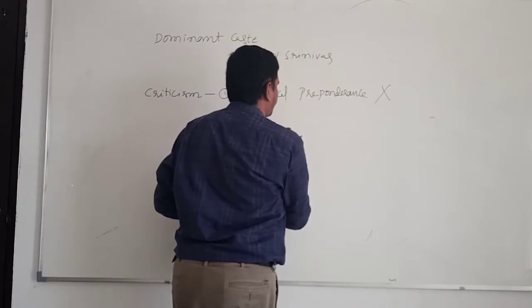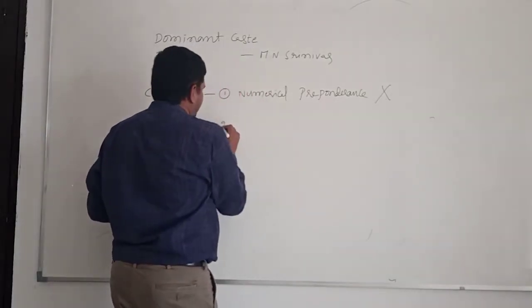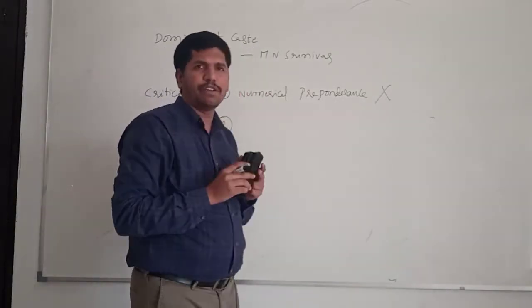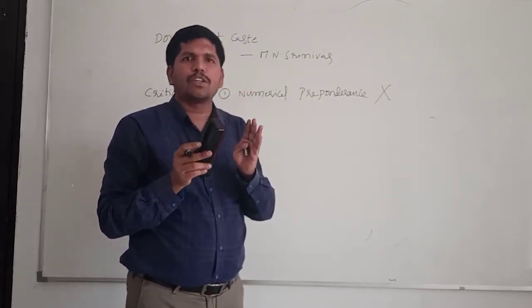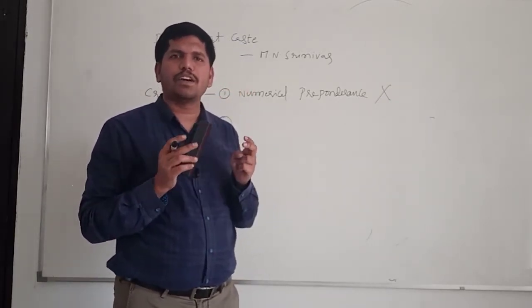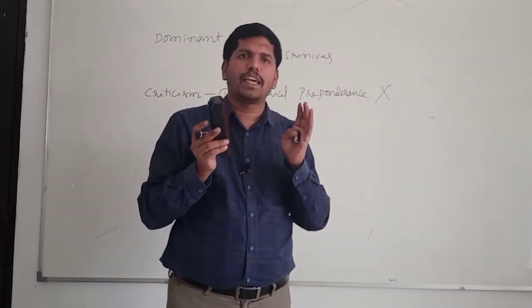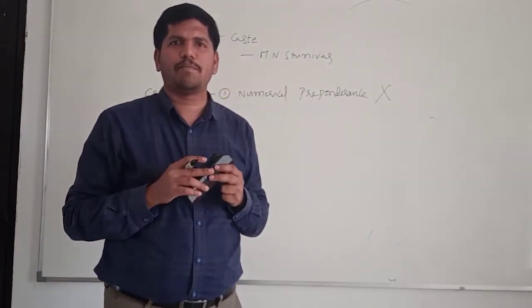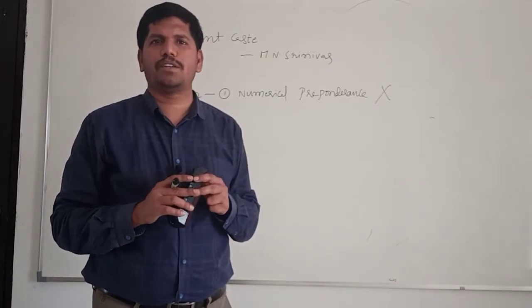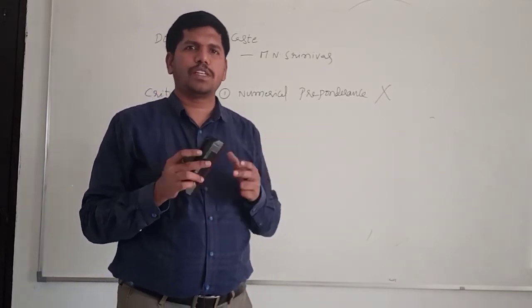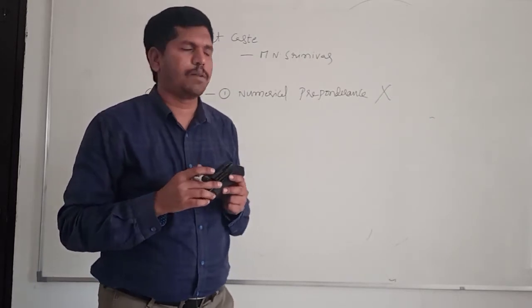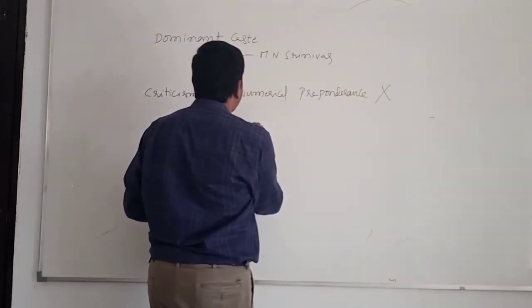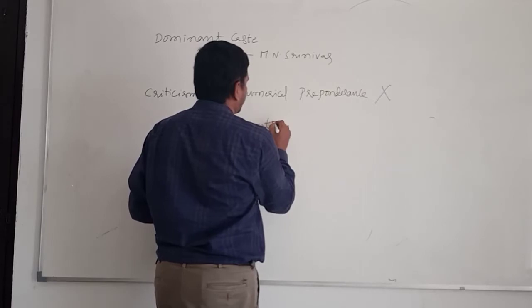This is one. Second one is, according to M.N. Srinivas, the dominance is with respect to a particular caste. That means according to M.N. Srinivas, a caste can become dominant, but the entire caste may not be dominant. If you go to certain regions, certain sections of a caste may be dominant. That means a group of families, not the entire caste, may be dominant.